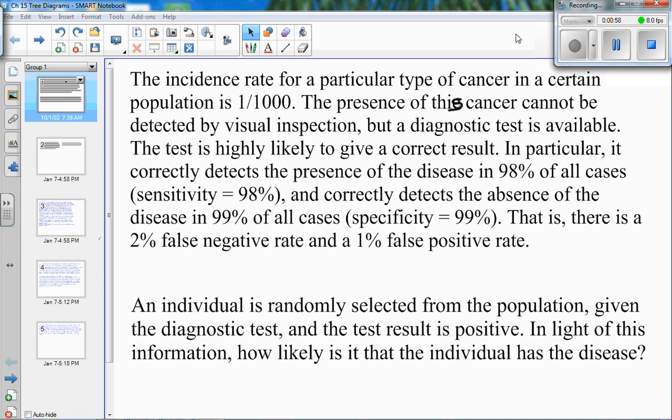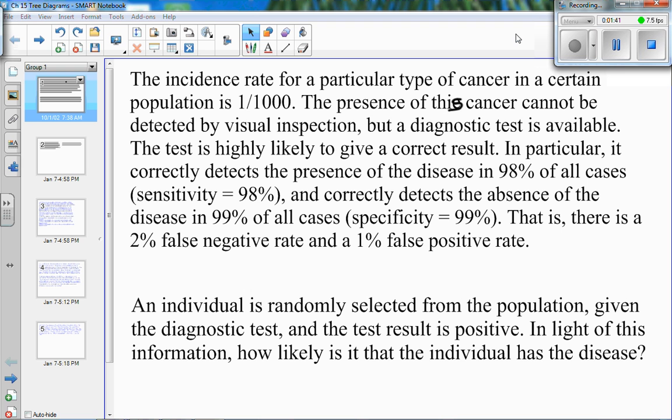In particular, it correctly detects the presence of the disease in 98% of all cases. So if you have the disease, then 98% of the time you'll get a positive test result, and 2% of the time you'll get a negative result, even though you have the disease. The test also correctly detects the absence of the disease in 99% of all cases. So if you don't have the disease, you'll get a negative test result 99% of the time, which means there's still a 1% chance that you'll have a positive test result.